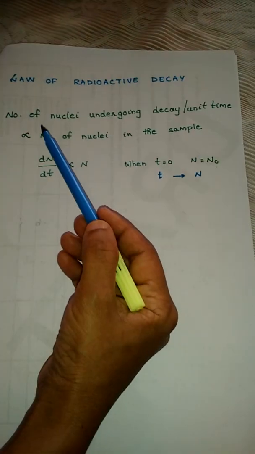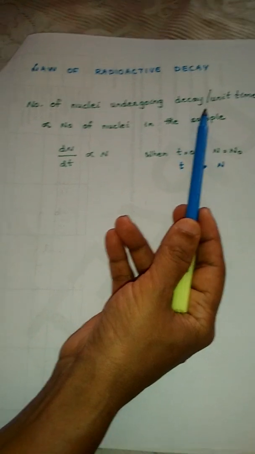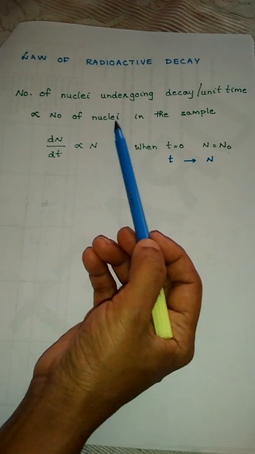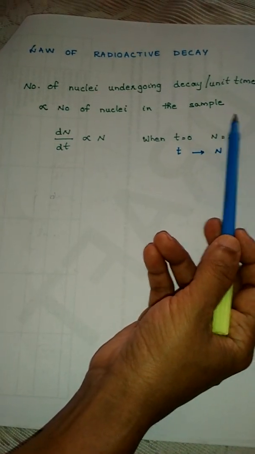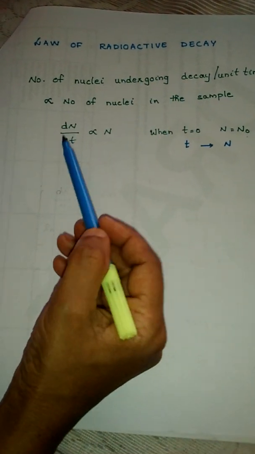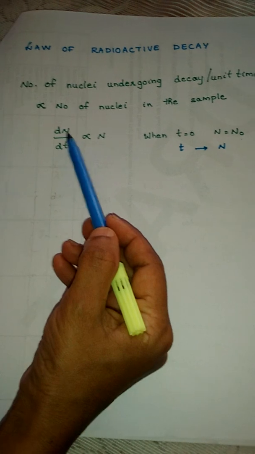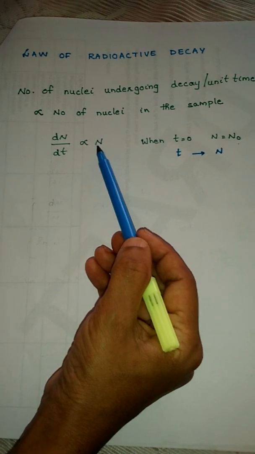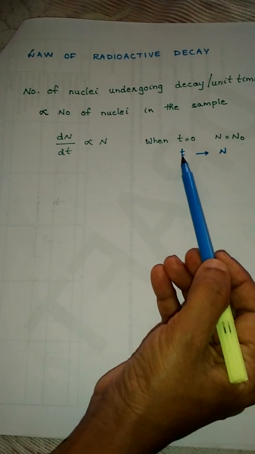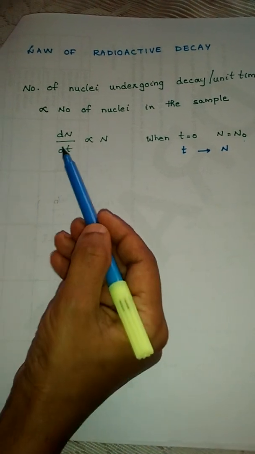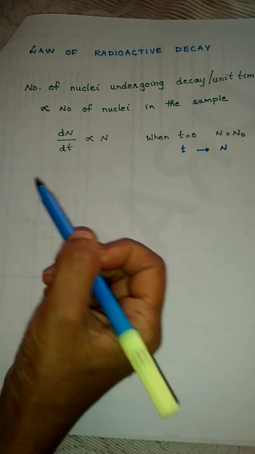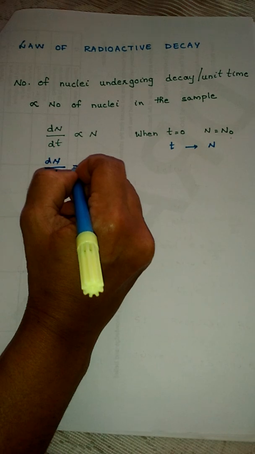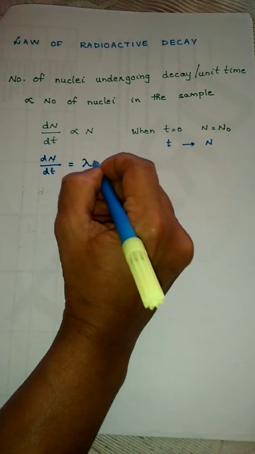It is found that the number of nuclei undergoing decay per second, that is per unit time, is proportional to the number of nuclei present in the sample at that instant. That is, dn by dt, change in the number of nuclei per second, is proportional to the number present at any instant t, that is n. So dn by dt is proportional to n. So we can remove the proportionality sign. That is, dn by dt is equal to a constant lambda n.